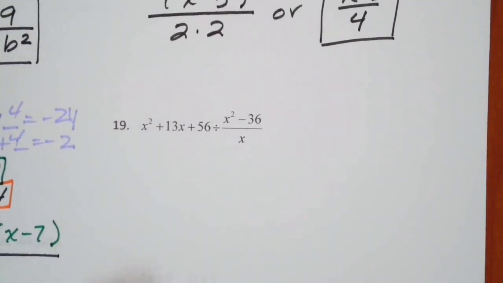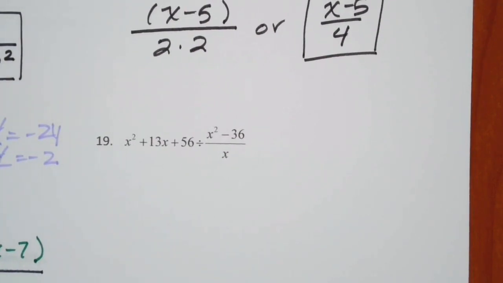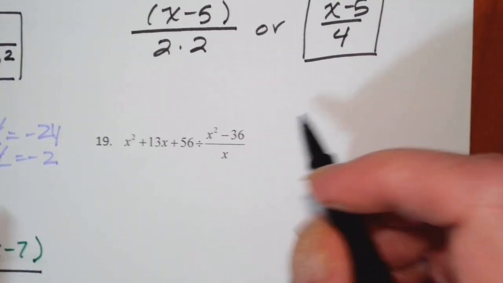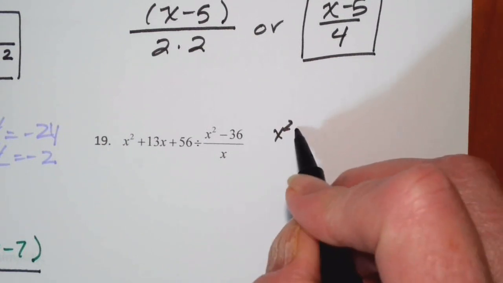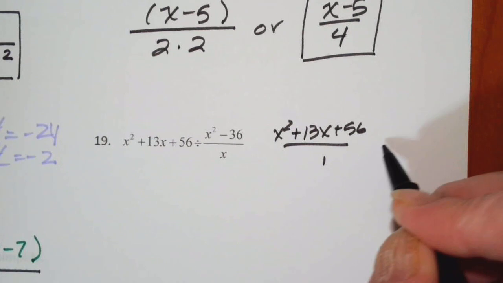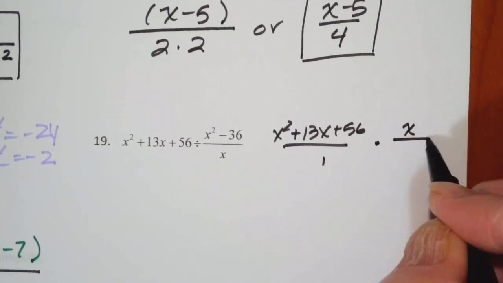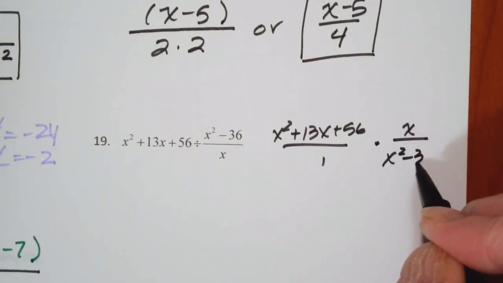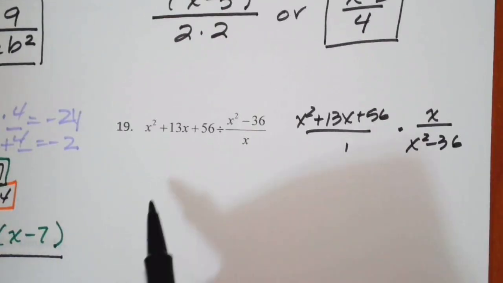Okay, number 19. I may have used up too much room down here. We'll see. Okay, so this is, to save a little space, x squared plus 13x plus 56 over 1 times x over x squared minus 36. Okay, so I think that'll give us enough room.